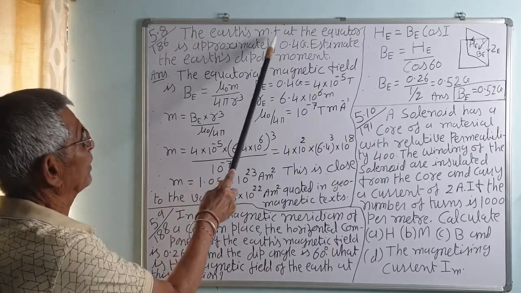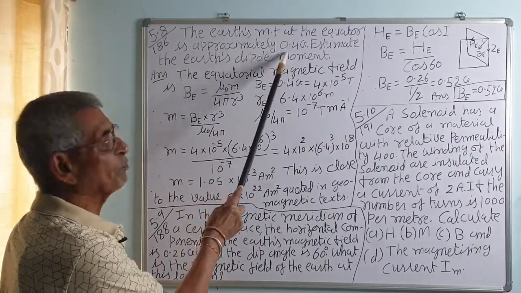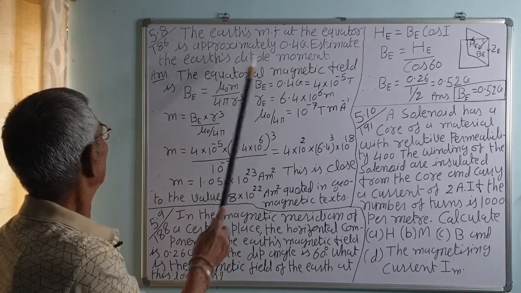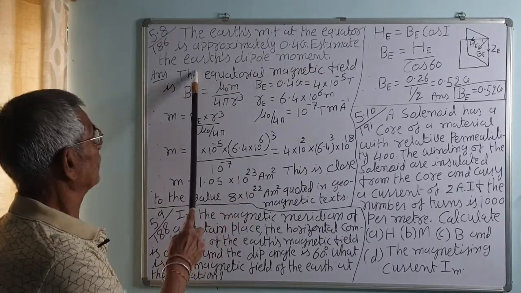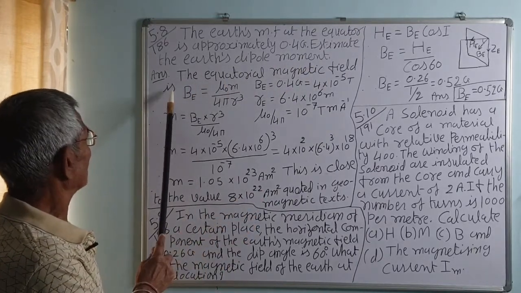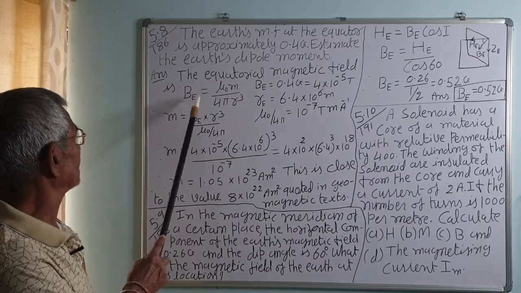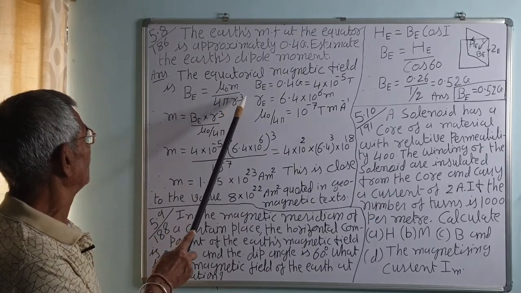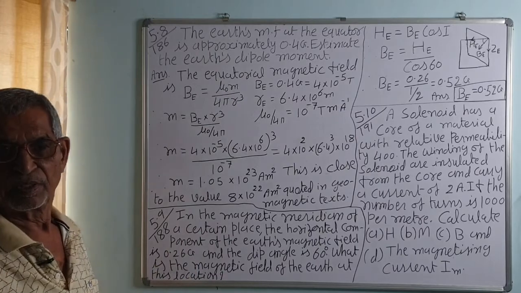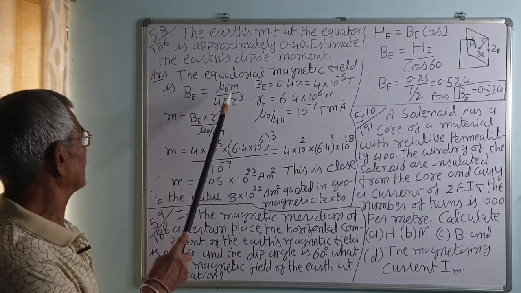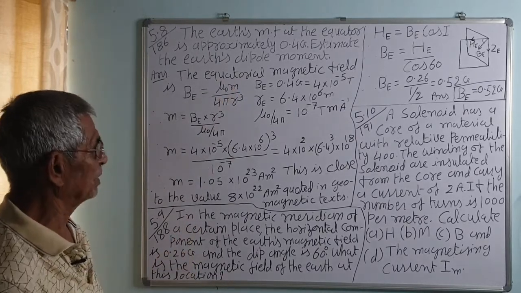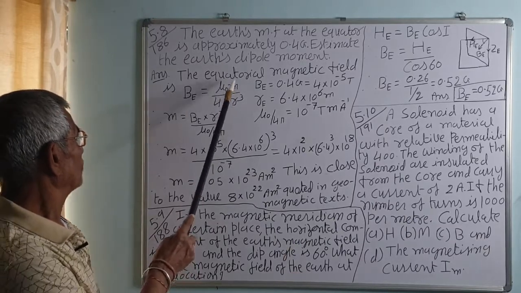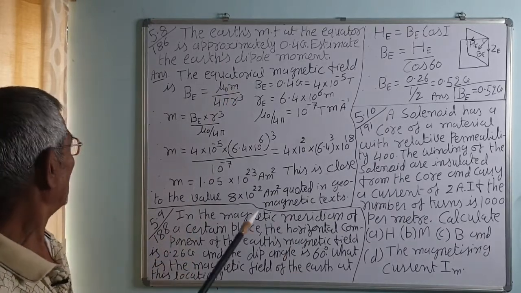Example 5.8 is a solved example. The earth's magnetic field at the equator is approximately 0.4 Gauss. Estimate the earth's dipole moment. The equation for the magnetic field on the equatorial line is B_E equals mu 0 m upon 4 pi r cube. If it is on the axis, then it is 2m. On the equatorial line, it is mu 0 m upon 4 pi r cube.